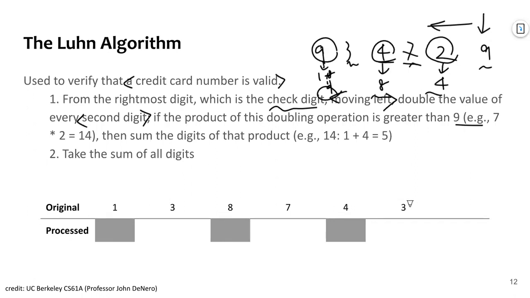can you guys calculate the result of the Luhn algorithm when we input this number 138743?